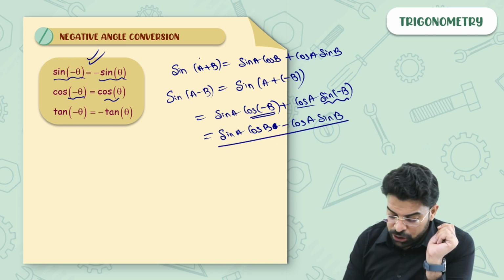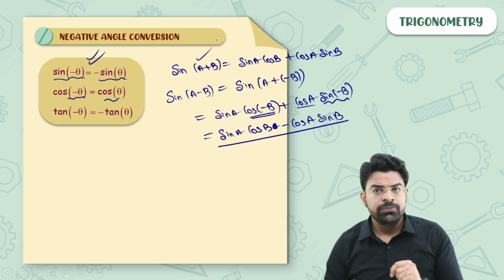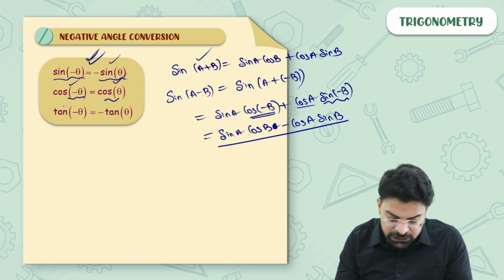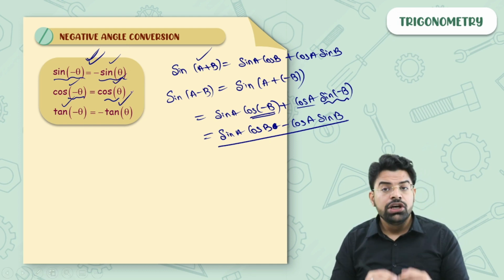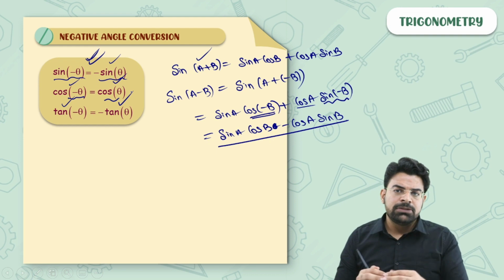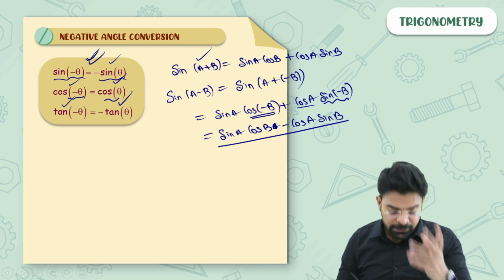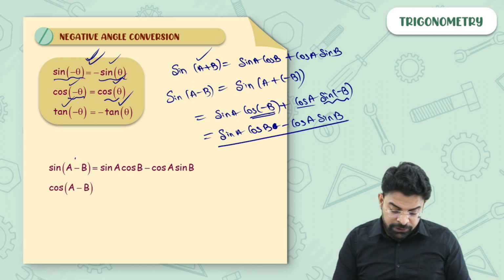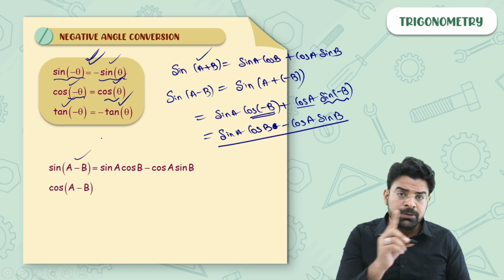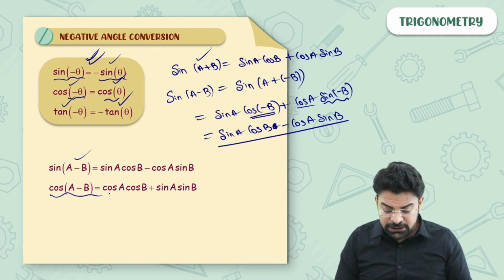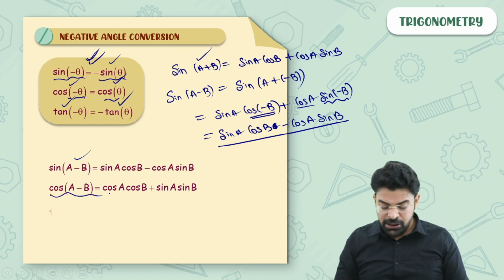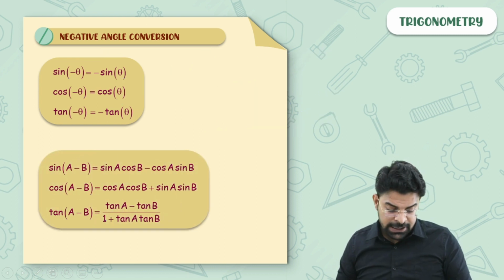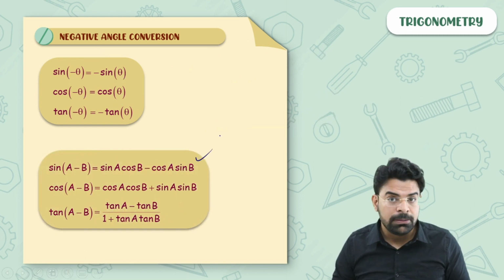So if you know the formula of sine of a plus b, and if you know that sine of minus theta is minus sine theta, cos of minus theta is cos theta, tan of minus theta is minus tan theta, you can write down the formula of sine of a minus b, cos of a minus b, and tan of a minus b. I leave out the derivation of other two to you. We know that sine of a minus b is sine a cos b minus cos a sine b. Cos of a minus b is cos a cos b plus sine a sine b. And tan of a minus b is tan a minus tan b upon 1 plus tan a tan b. So we have now got subtraction formula as well.